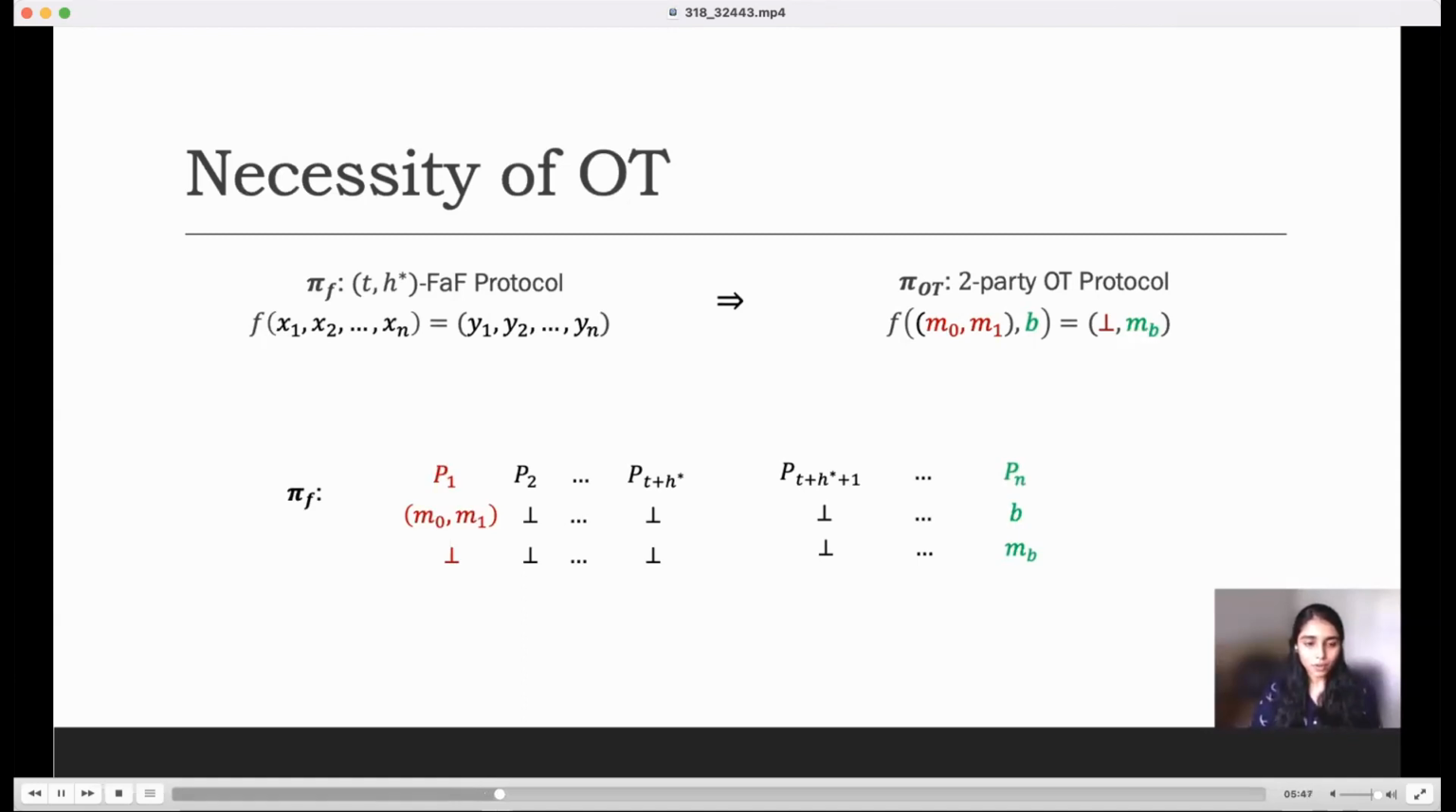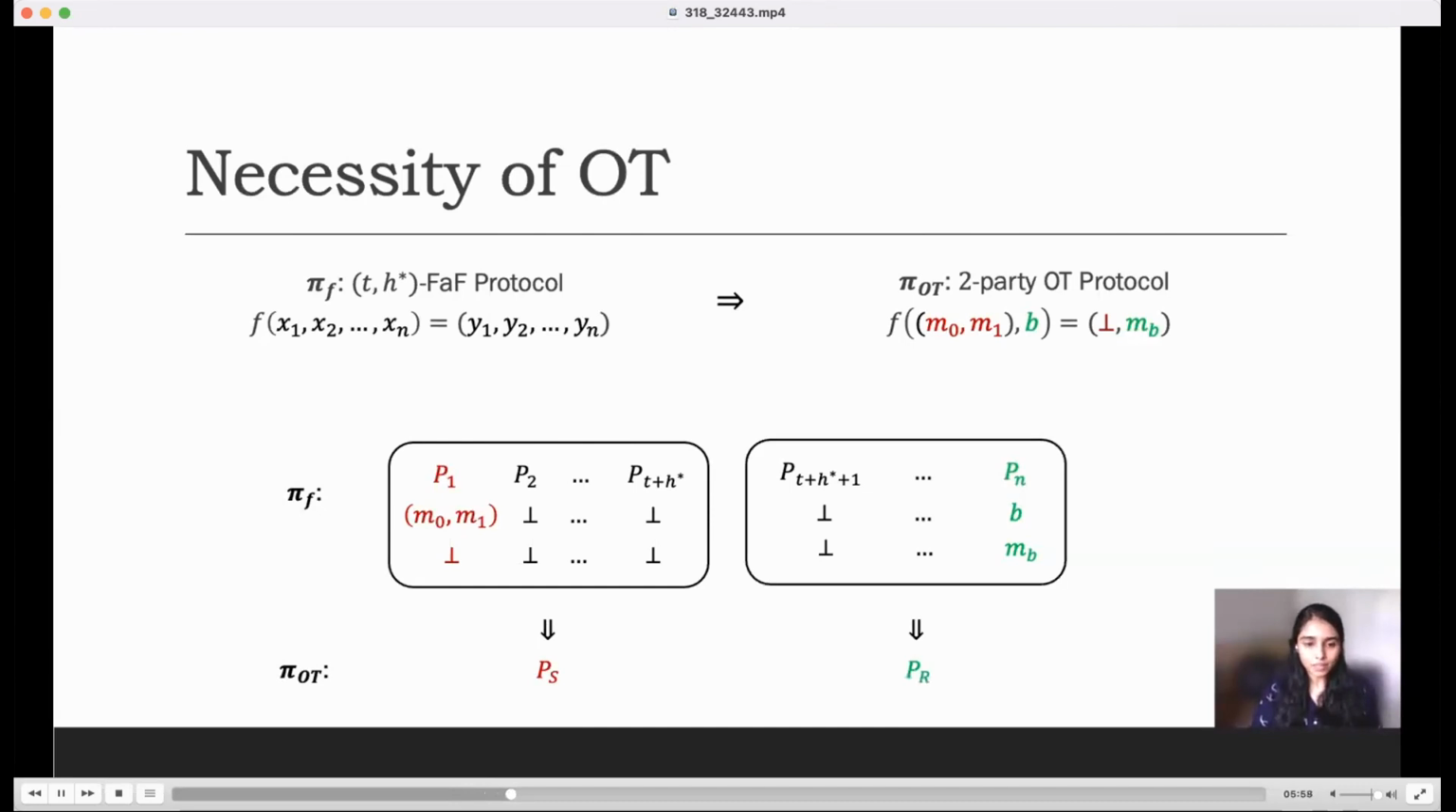Now, in order to reduce this protocol to an OT protocol consisting of a sender and a receiver, we do the following. The first t + h* parties are emulated by the sender of the OT protocol, say PS, and the remaining t + h* parties are emulated by the receiver PR. Note that the sender in the OT protocol has an input of two messages, which corresponds to the input of P1 in the protocol ΠF. And similarly, a receiver in an OT protocol has an output message, say MB, and an input bit B, which corresponds to the input and output of the party Pn.